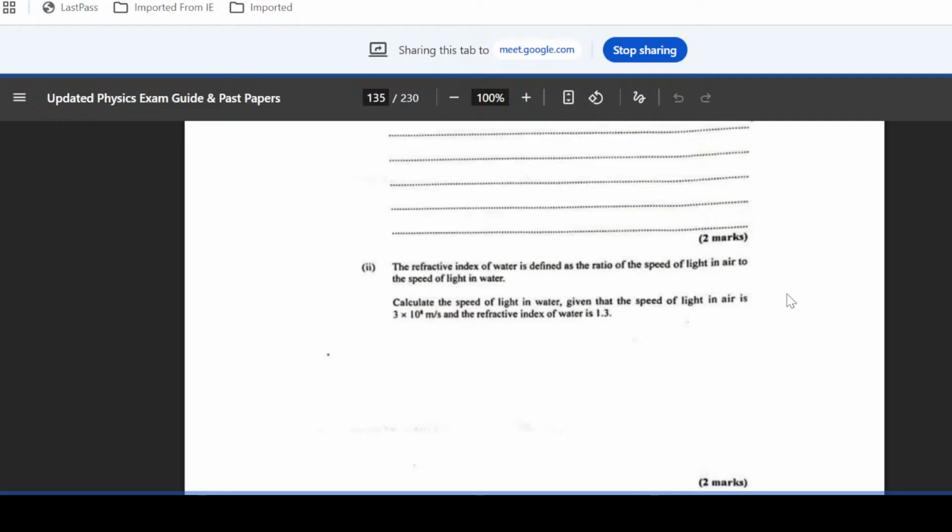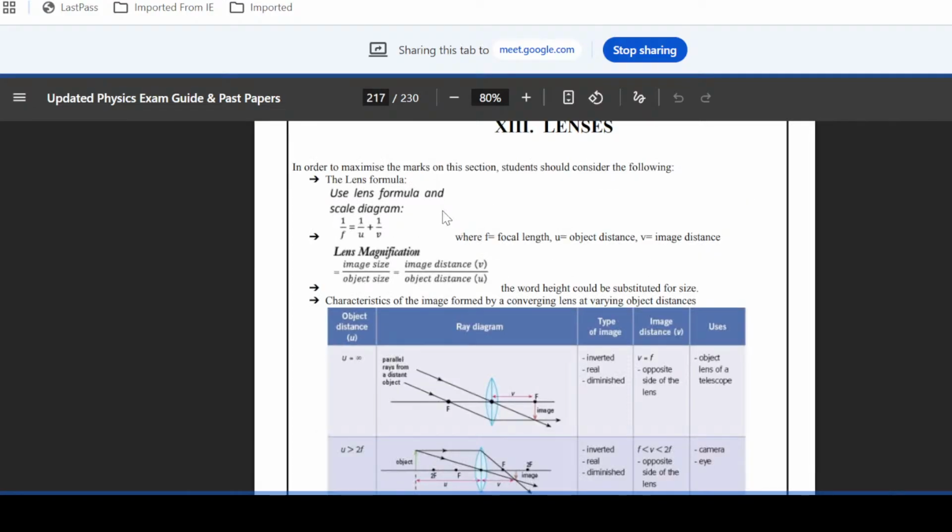And then magnification is the image size over the object size, or the image distance over the object distance. But one thing you can't do is mix them. You can't say the image height divided by the object distance.